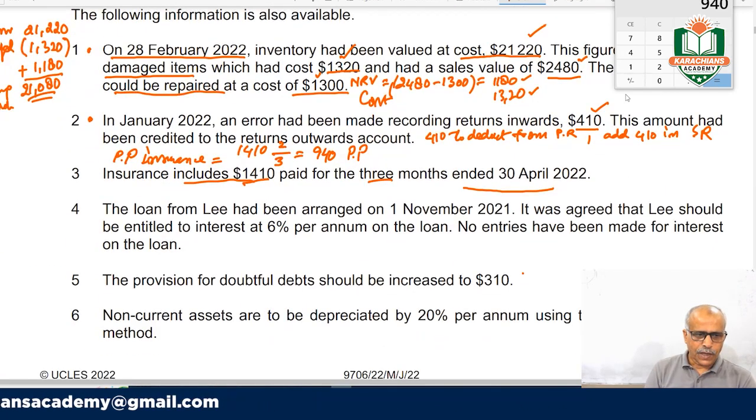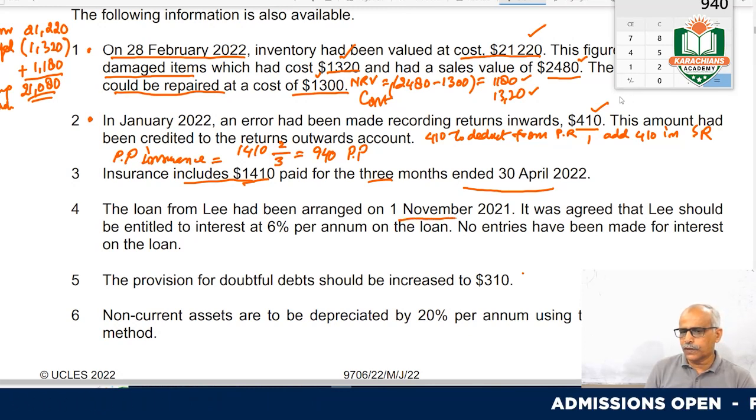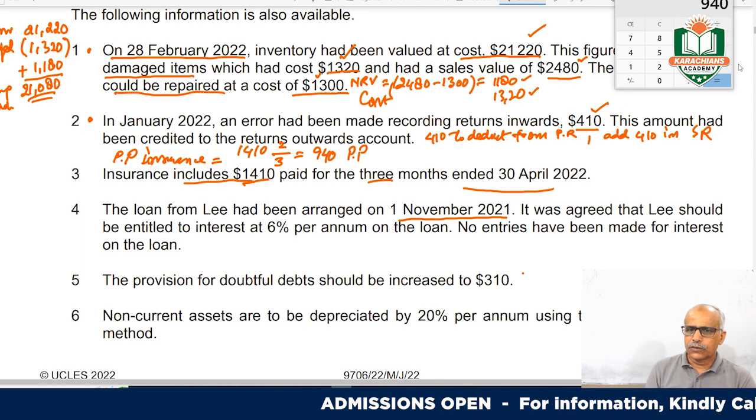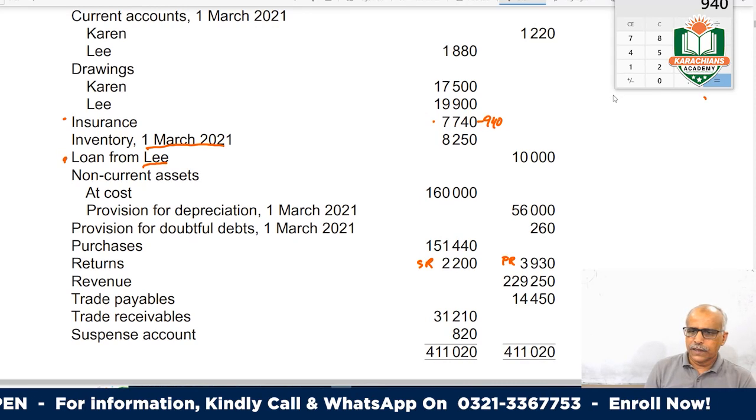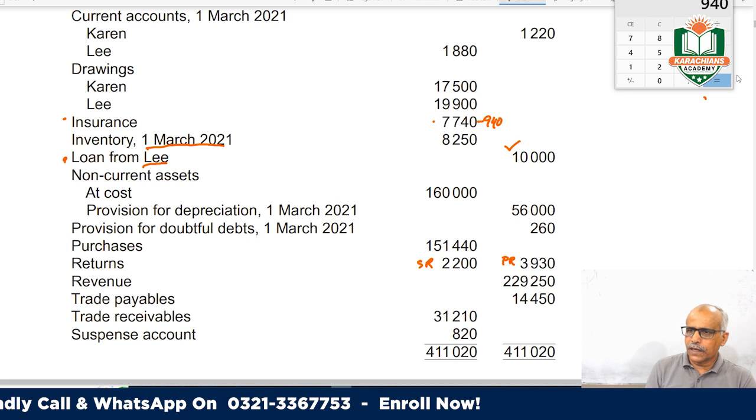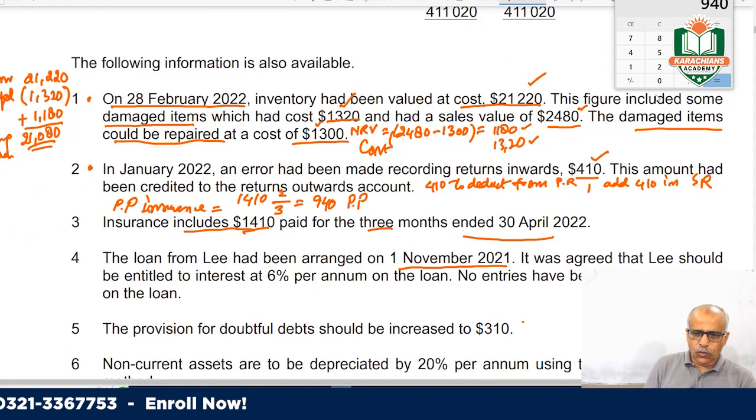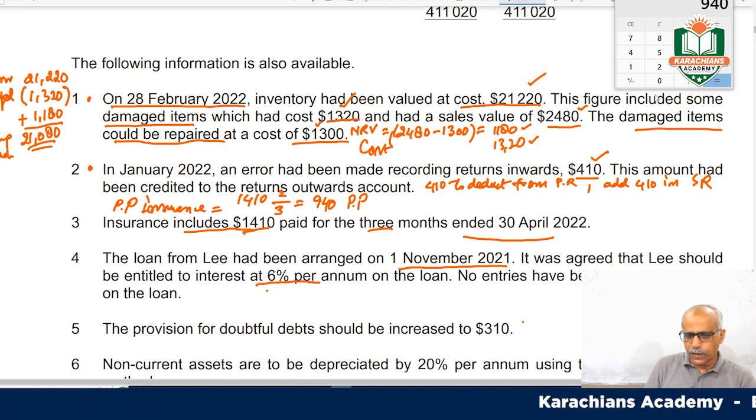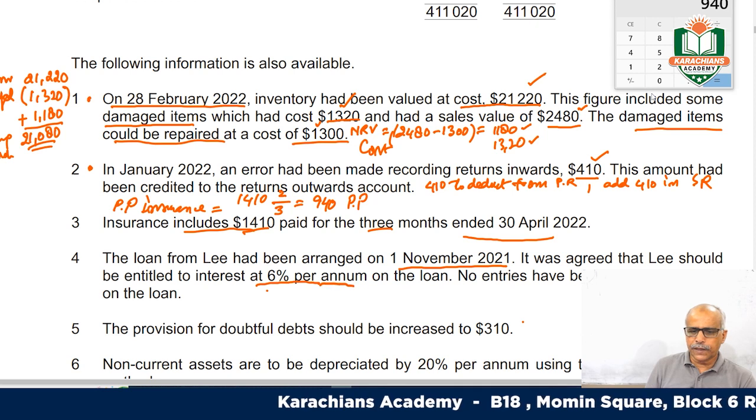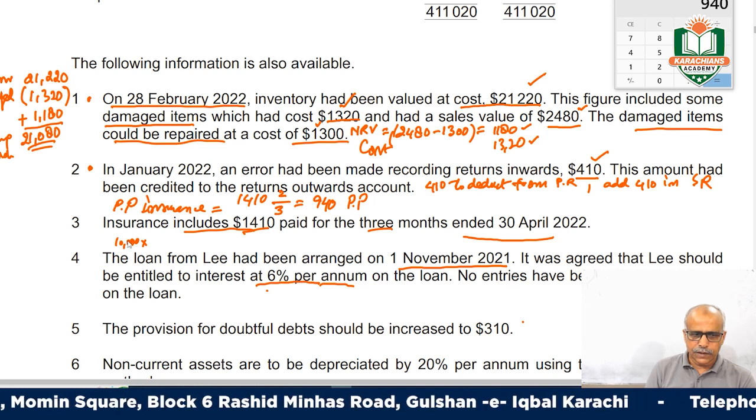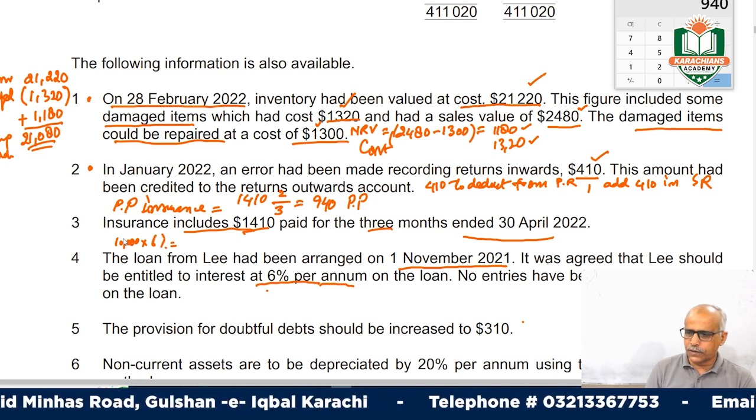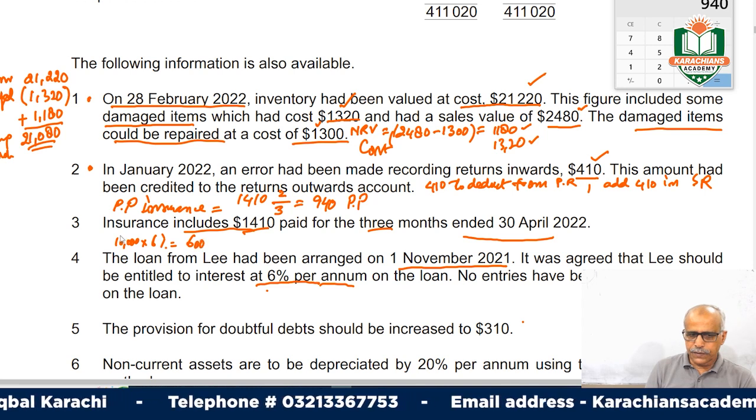Now move on. The loan from Lee had been arranged on 1st of November 2021. So how much have we taken in this partnership? Lee has given a loan of 10,000, right? And what was the arrangement? He extended this loan to the partnership business at 6% per annum. So how much would be the interest? 10,000 at 6% would be 600.